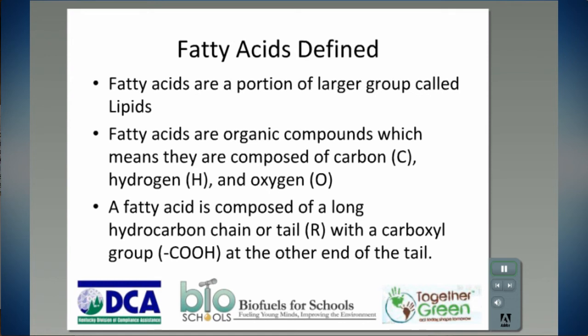Fatty acids are a portion of a larger group called lipids. Fatty acids are organic compounds, which means they are composed of carbon, hydrogen, and oxygen. A fatty acid is composed of a long hydrocarbon chain or tail attached to a carboxyl group at the other end of that long hydrocarbon tail. Fatty acids are insoluble in water and soluble in organic solvents.